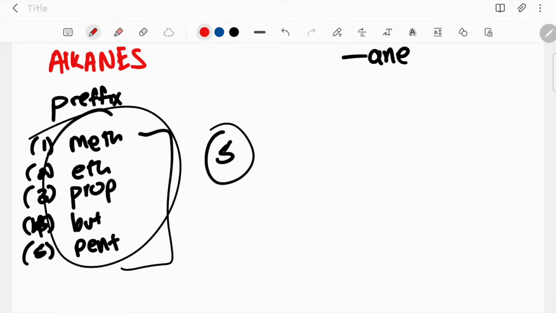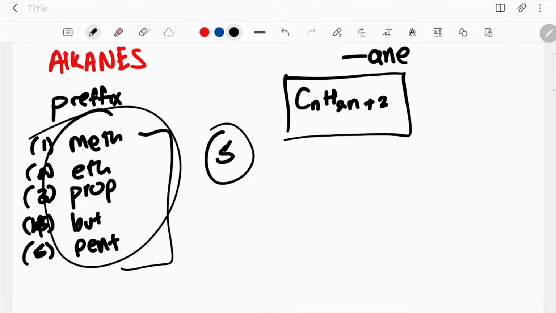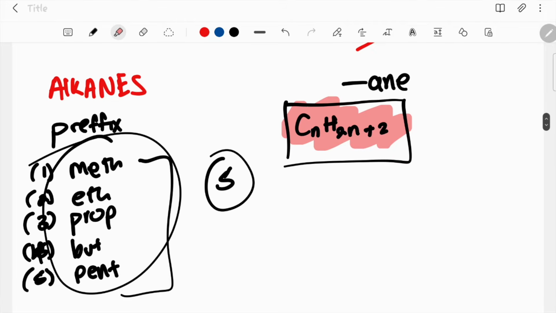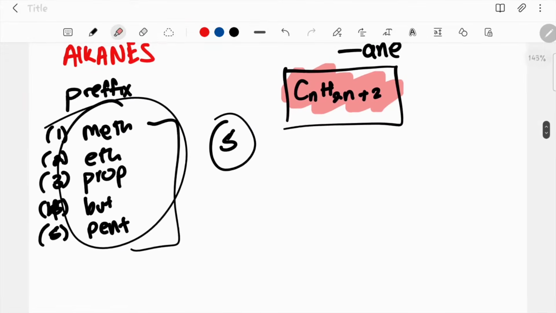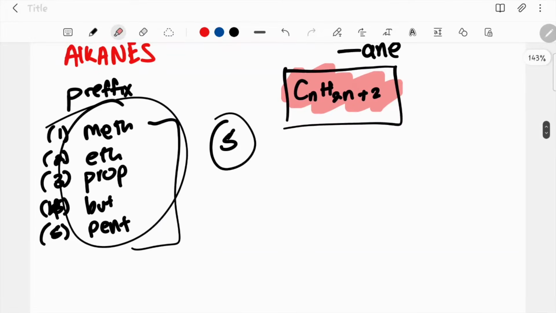To draw an alkane, you need to understand the fact that all alkanes will have this formula. So put this in your heads right here, guys. The trick is to understand this formula. Once you get that formula down, you will instantly learn how to draw structures. So CnH2n plus 2. We're going to apply this formula to draw any structure.